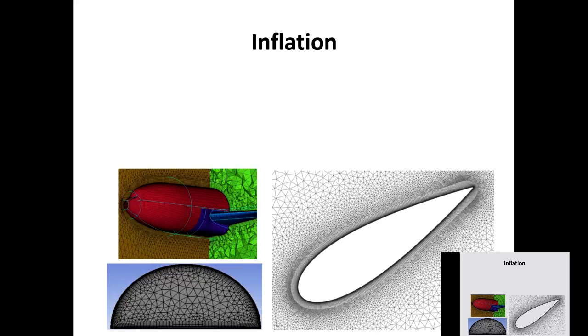Tets are good, but hexes are better. Okay, because, for example, in a boundary layer, the velocity gradients don't change rapidly along the wall, but it changes rapidly normal to the wall. So you need to have a higher resolution normal to the wall. Along the wall, don't worry much.